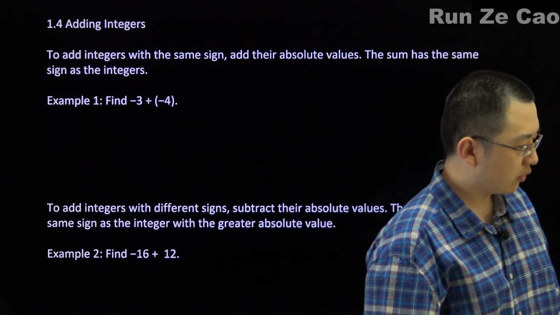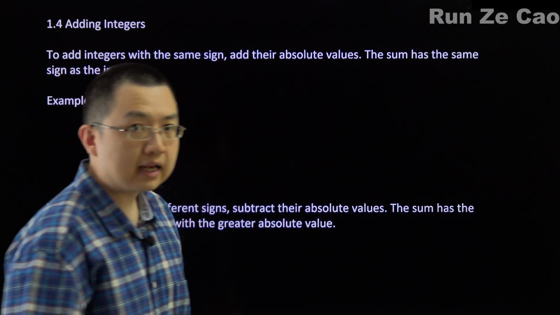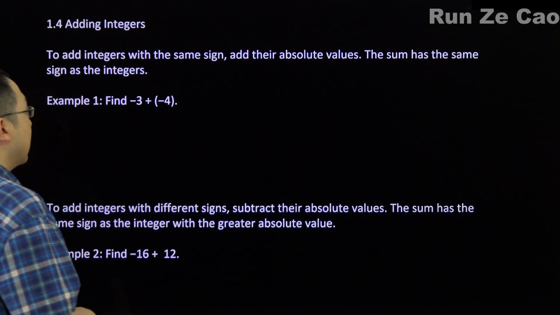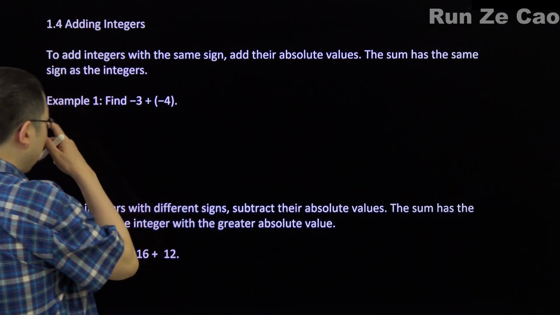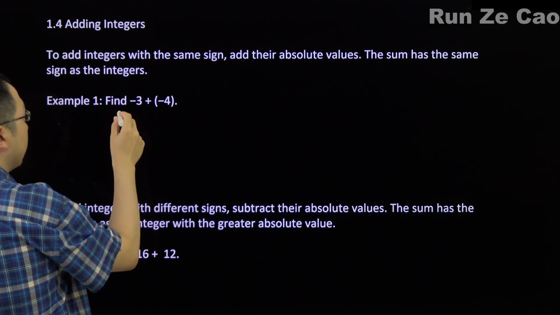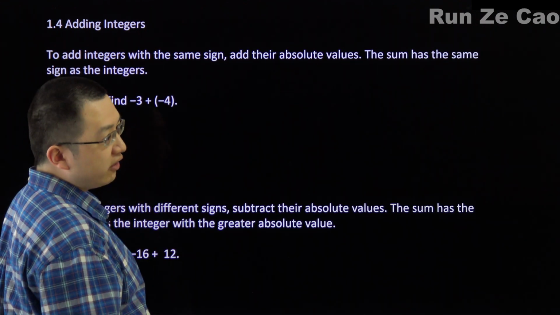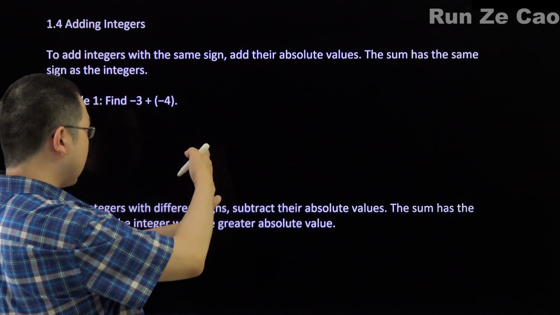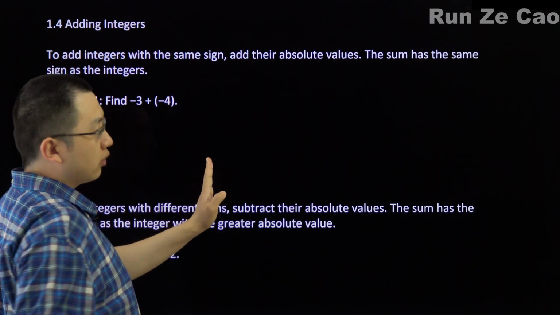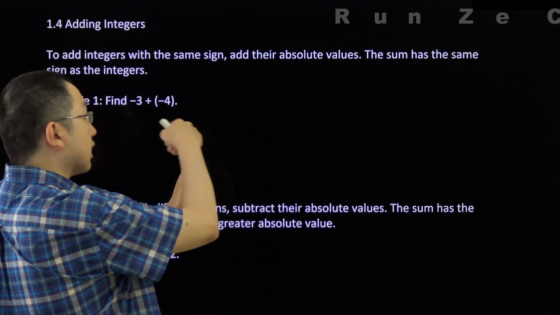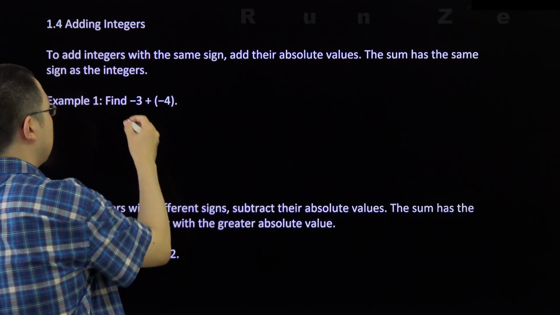Adding integers. If you add integers with the same sign, you're adding their absolute values, and the sum has the same sign as the integers. So, in this case, -3 plus -4. So you start at -3 and then you add another -4 units. Where are you going to end up? You're going to end up at -7.